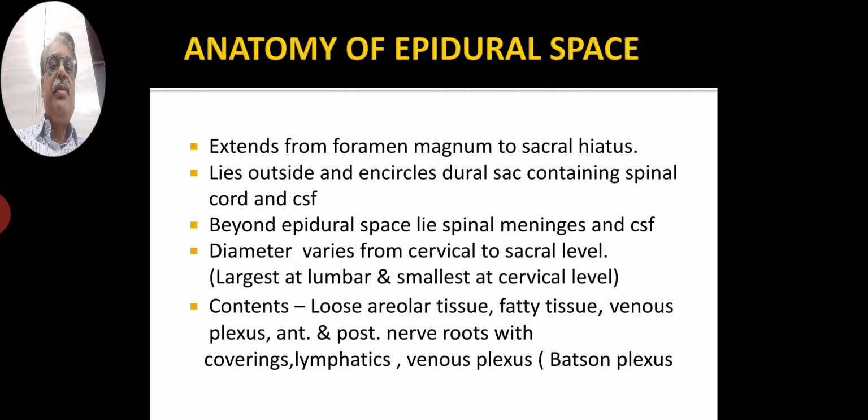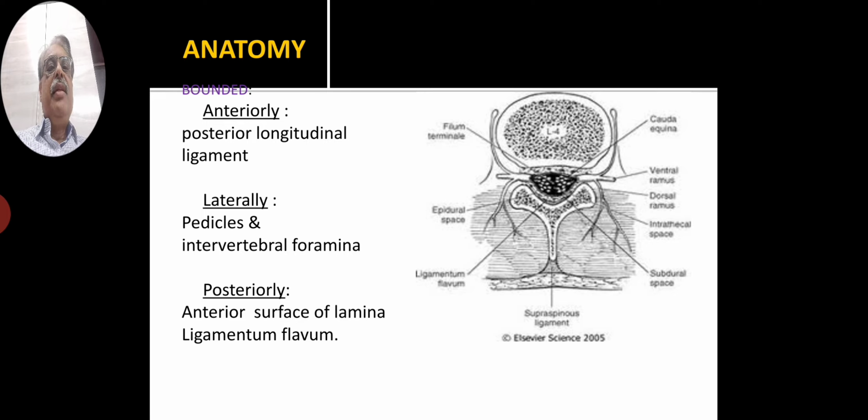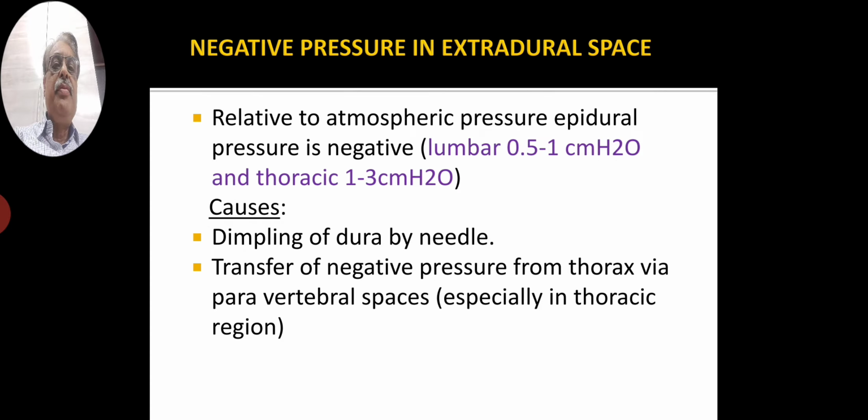It contains loose areolar tissue, fatty tissue, venous plexus, which is called Batson plexus, and anterior and posterior nerve roots with its coverings. It also contains lymphatics. Anteriorly it is bounded by posterior longitudinal ligament. Laterally there are pedicles and intervertebral foramina. Posteriorly there is the anterior surface of the lamina and ligamentum flavum.